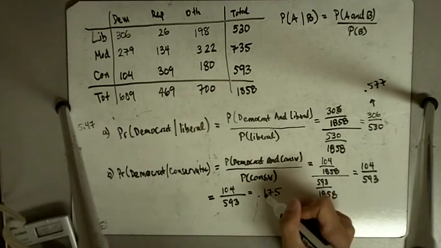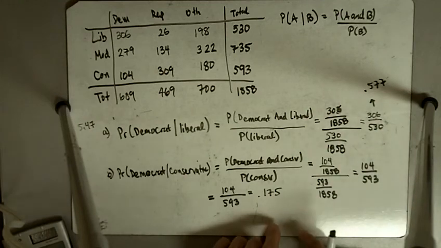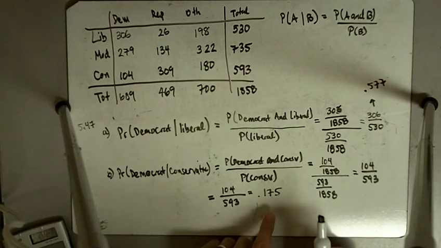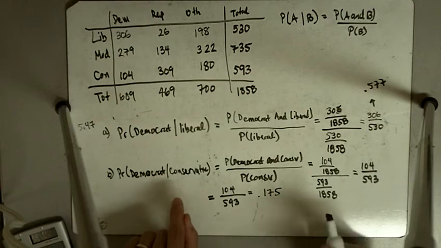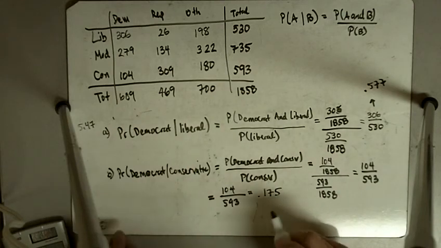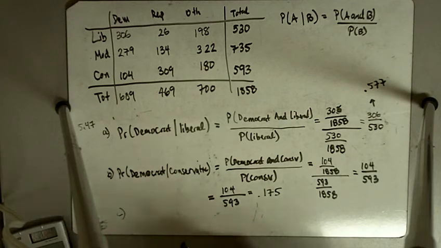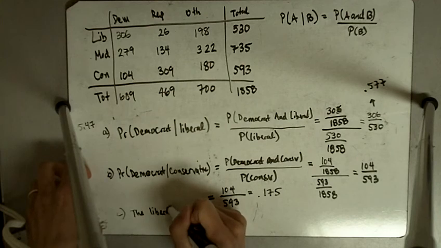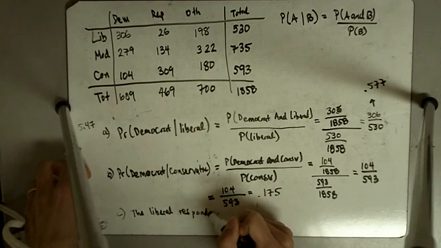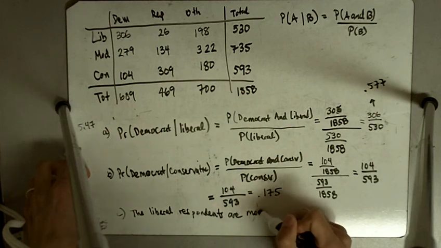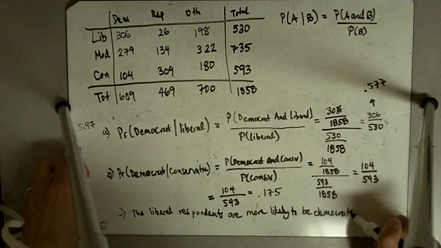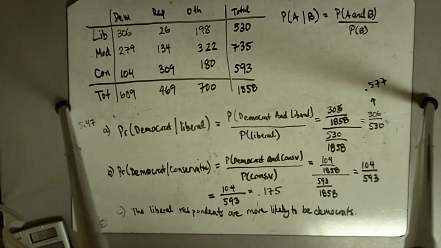So this number is much smaller, 0.175 versus 0.577. This is almost 58% and this is only about 18%. So 18% of people who are conservatives say they are Democrats. About 58% of people who are liberal are Democrats. So the last part says, which respondents are more likely to be Democrats, the liberal or the conservative respondents? Definitely the liberal respondents are more likely to be Democrats, which matches what we think of intuitively.